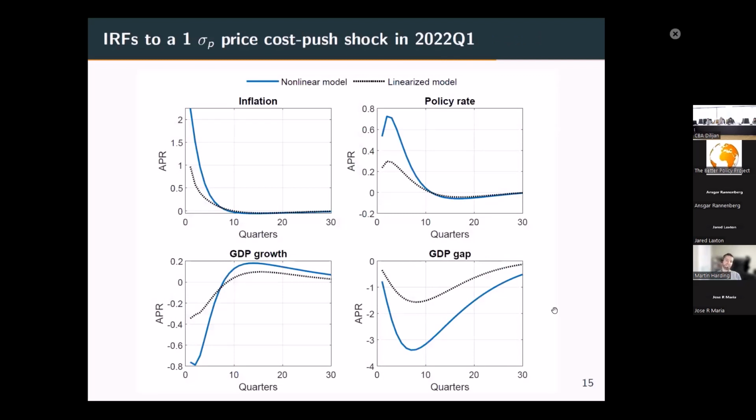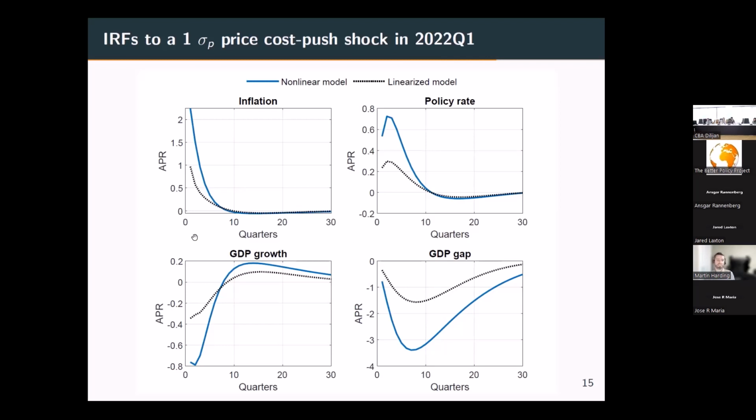So this is the impulse response to a cost push shock in 2022 Q1. In black, you have the linearized model, and you see that in response to this shock, inflation in the linearized model increases by something like 1%, and then starts decreasing towards the steady state. This is, of course, followed by an endogenous response of the policy rate and a decrease in the output gap, okay?